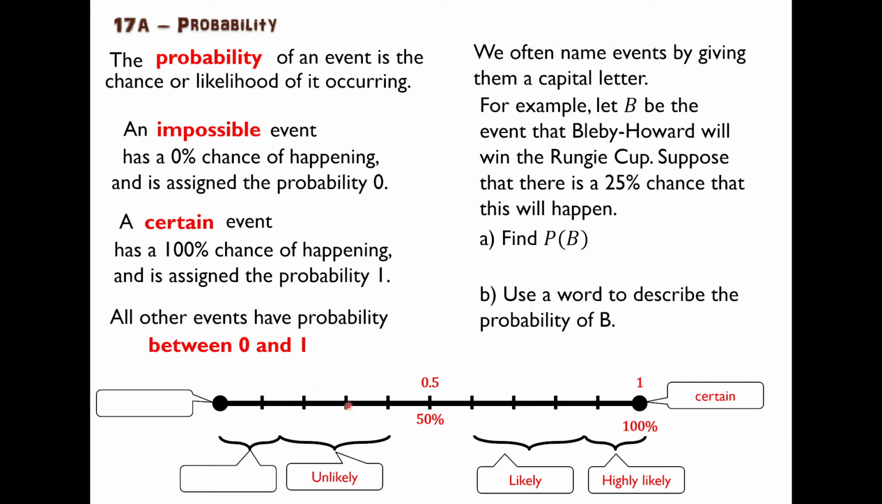These events are unlikely, highly unlikely. So what events are these? Right down this end, these events are impossible. They have a probability of 0 or 0%.